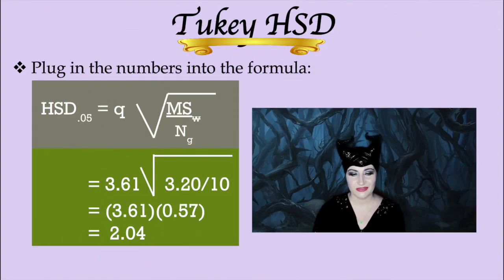So 3.61 is the number that we're going to plug in place of Q in the formula. If we simplify that, we have 3.61 multiplied by the square root of mean squared within, which is 3.20, divided by n in each group, which is 10. 3.61 multiplied by 0.57 gives us a critical value of 2.04. 2.04 is our critical value for the post hoc analysis. We are going to compare each mean difference to this number.